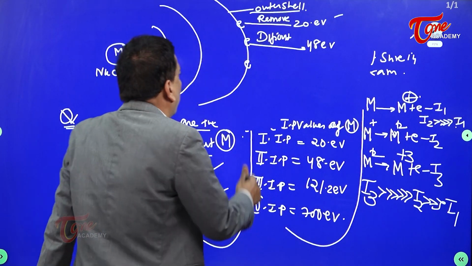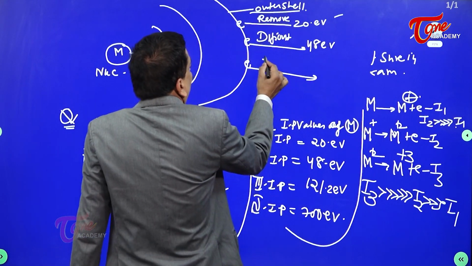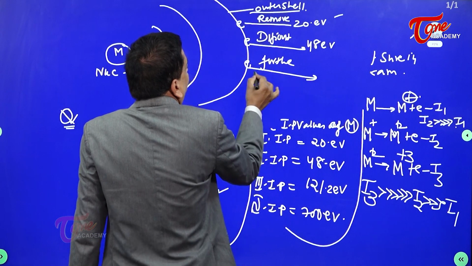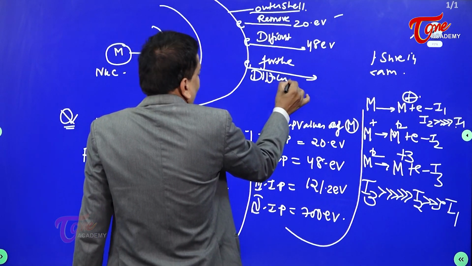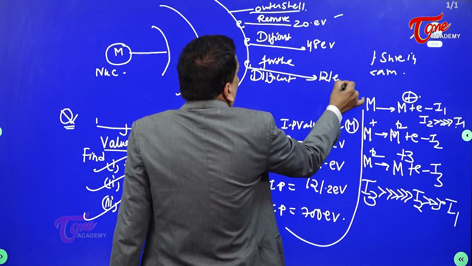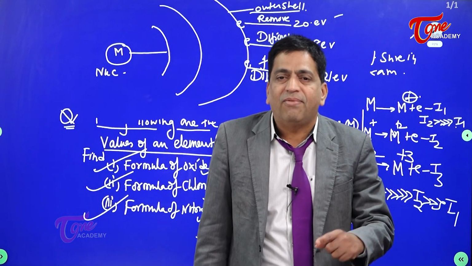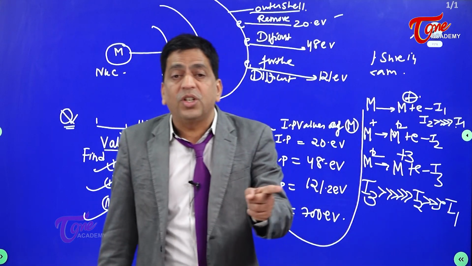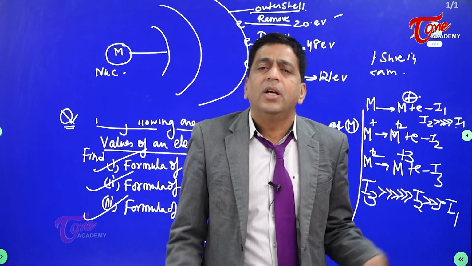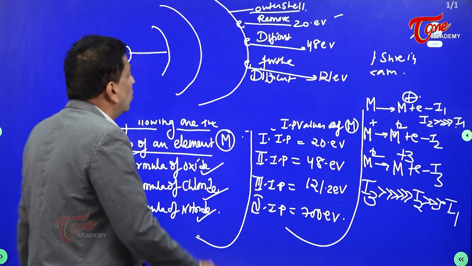And the third electron to remove is further difficult. And this is 121 electron volts. You must understand, it is further decreased. The outermost shell is further close towards the nucleus. So it is difficult. Right?